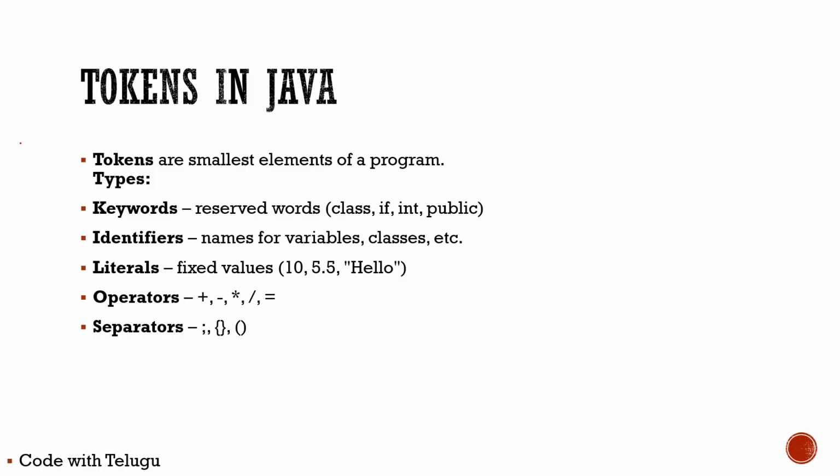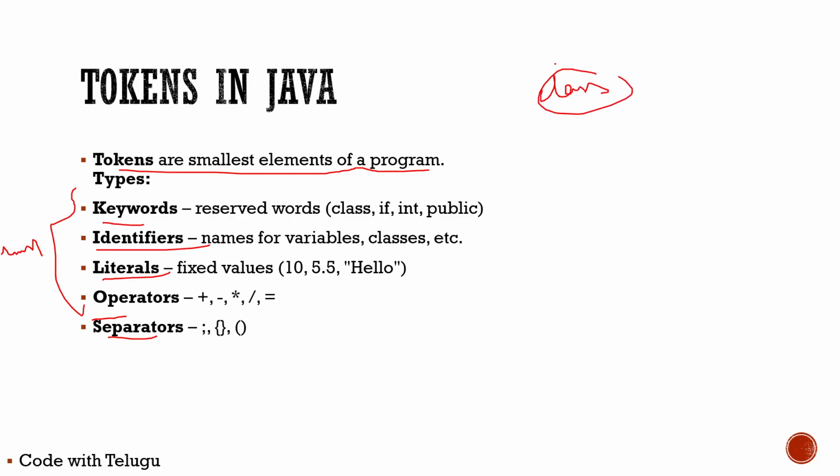Next one, tokens. What are tokens? Tokens are the smallest elements of the program. We are using many keywords, identifiers, literals, operators, separators. These can be called tokens. First one, keywords. Keywords means reserved words. For example, class, we have already discussed the class keyword.